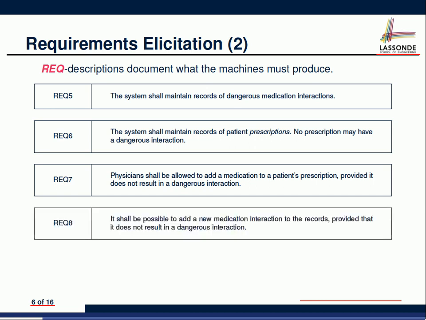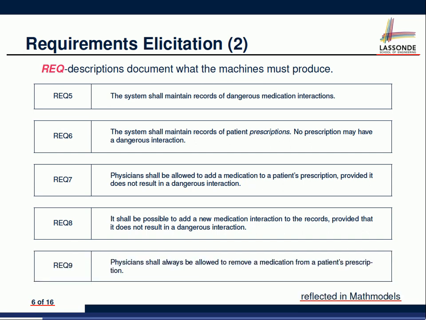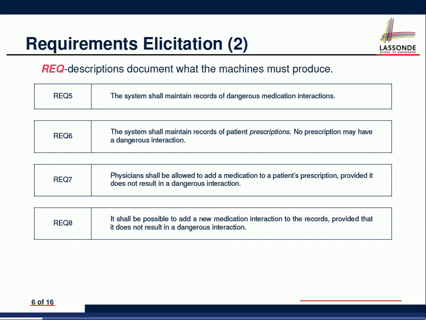Number 8, it should be possible to add a new medication provided that it does not cause any new dangerous interaction in the existing prescription, right? It's kind of a similar idea here. Just that number 7 is to add a new prescription, and number 8 is to add a new medication. You've got a similar goal.